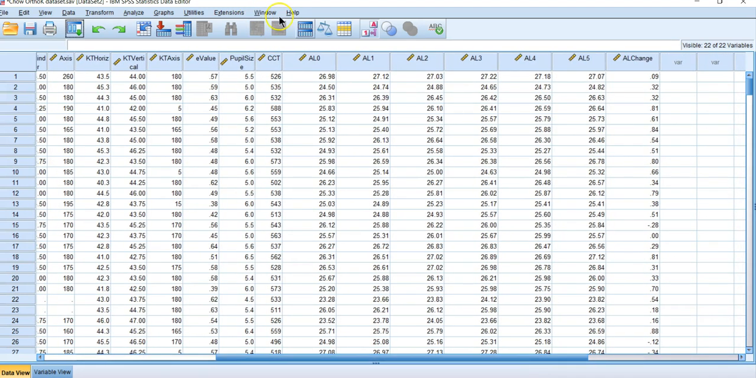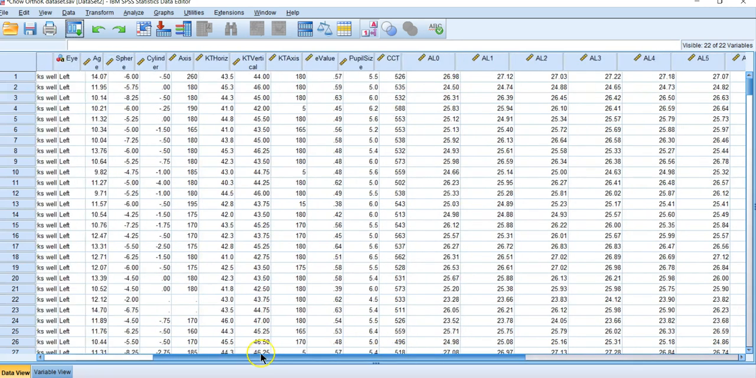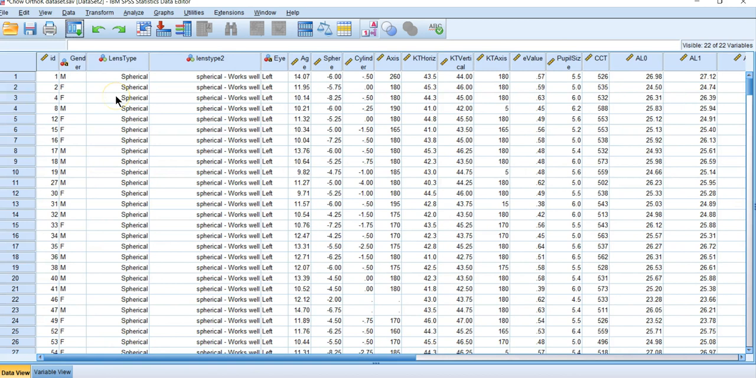Okay, so then we have axial length at baseline, 1st year follow-up, 2nd, 3rd, 4th, and 5th, and then the change at 5 from baseline. Now we matched these subjects using a propensity analysis. We're not going to go into the details today.